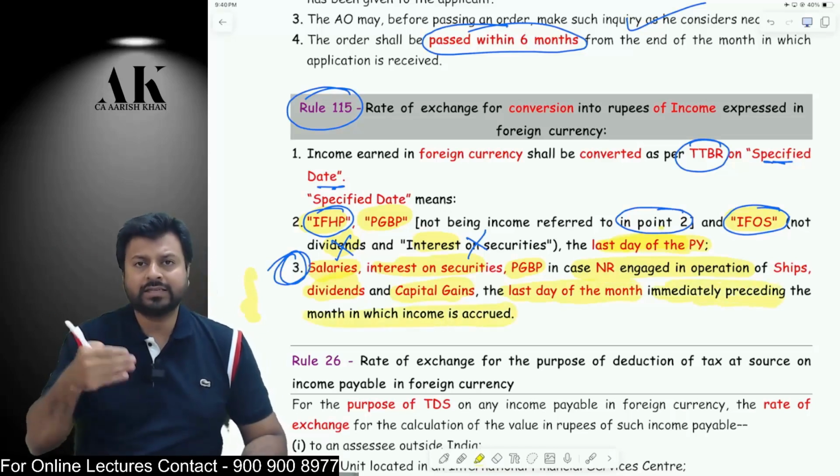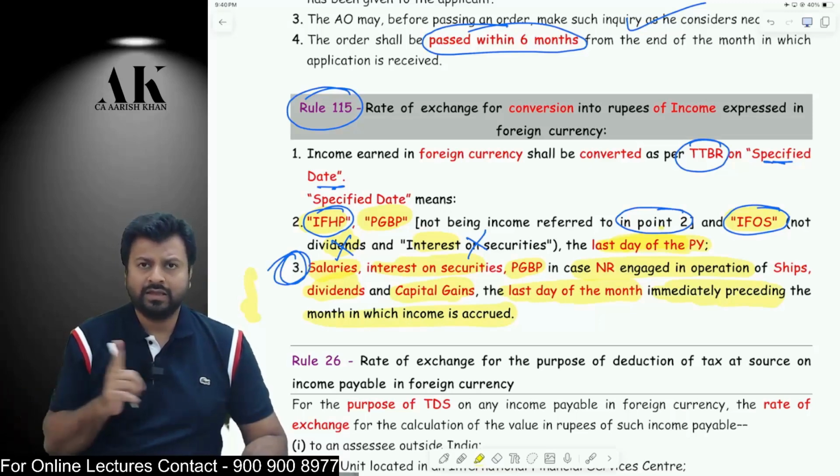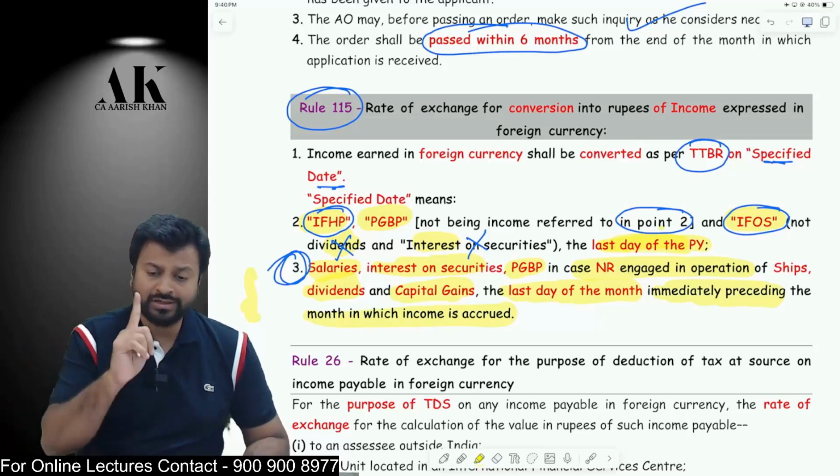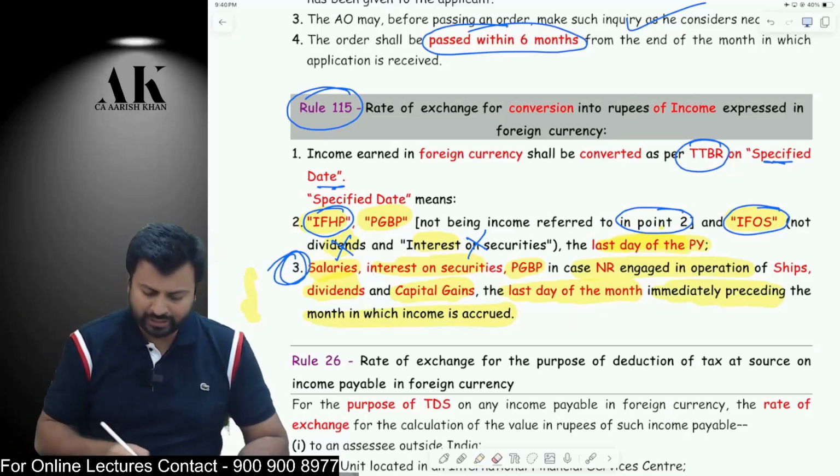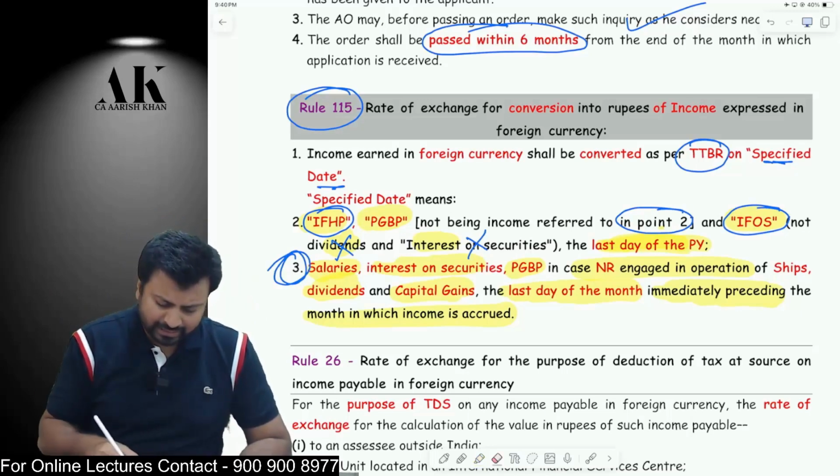So if you earn in December, you have to take the TTBR of 30th November. If you earn in July, you have to take the TTBR of 30th June. This is how you are going to compute the income in case of this particular point number 3 incomes. Just remember one of them, and the second one will be the balancing figure.